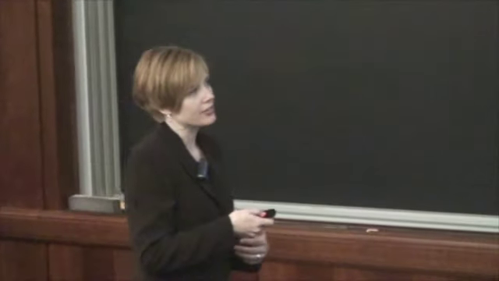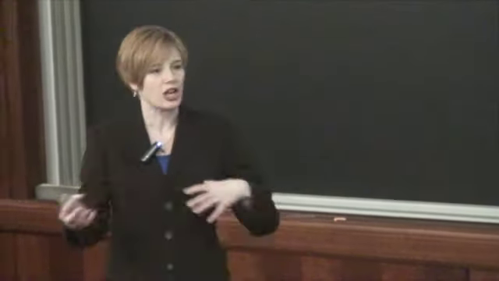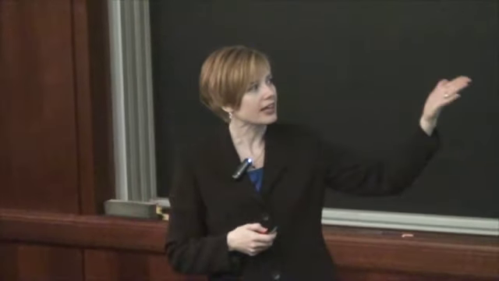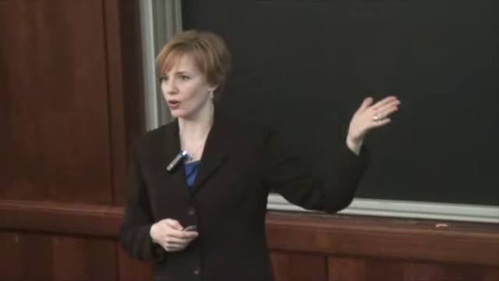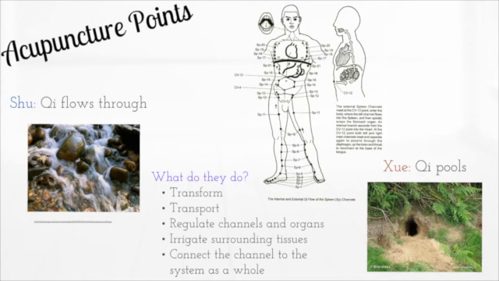So the relationship is actually more of an internal-external relationship rather than physiologic anatomy, you know, one being right on top of the other. The small intestine channel is not right here, okay? They irrigate the surrounding tissues, so they change the relationship between one compartment and another, and they connect the channel to a system as a whole. This is a concept that I want you guys to get.